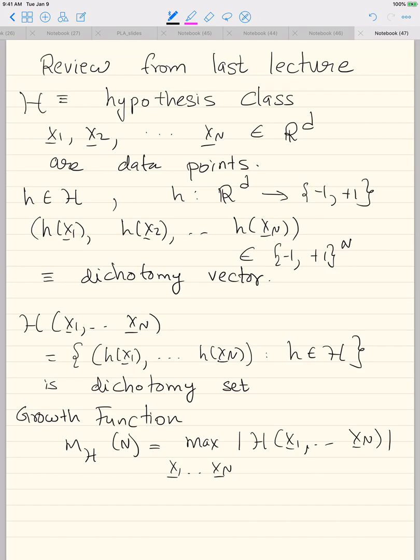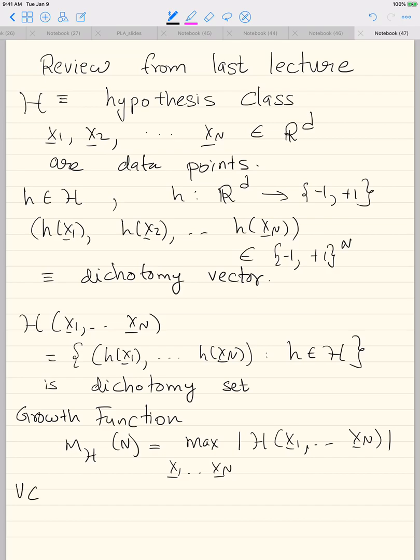For example, if we had linear classifiers in 2 dimensions and the 3 points were collinear, we could only generate 6 dichotomies. If they were not collinear, we could generate all 8 dichotomies. So the location of x1 to xn matters when we consider the size of the dichotomy set. In the growth function, we look at the most optimistic placement of points. What is the placement of points that generates the maximum number of dichotomy vectors from H? That's the growth function. It's a function of the number of points only, not of x1 to xn, because we optimize over them.